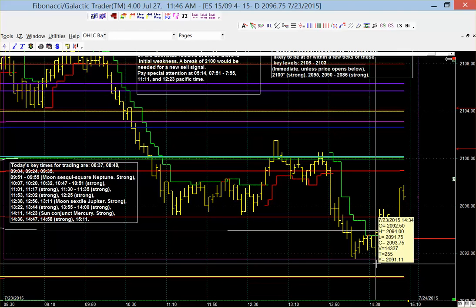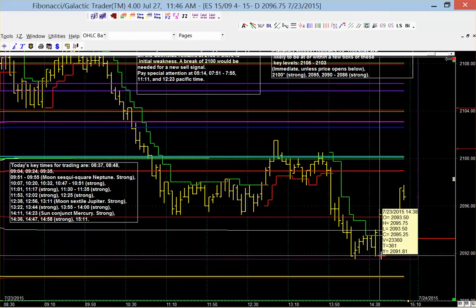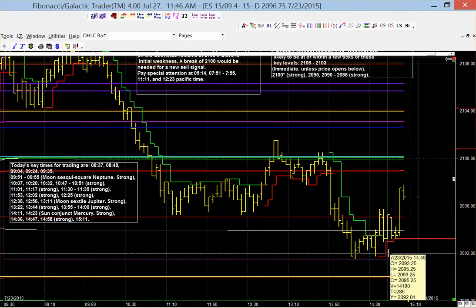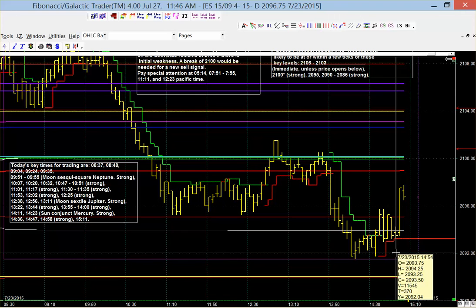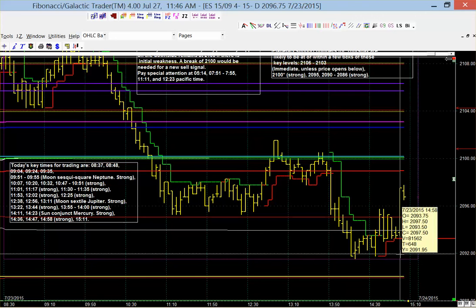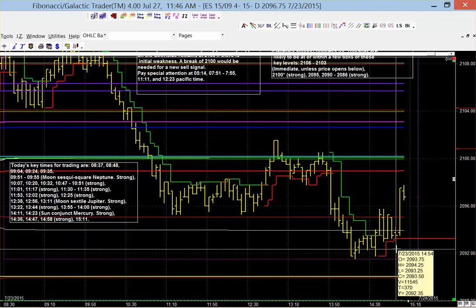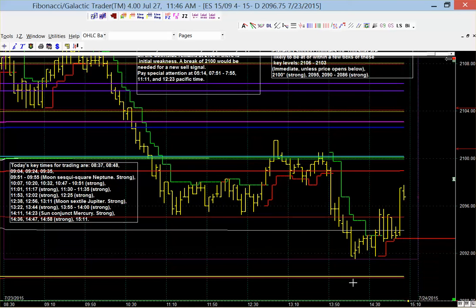We did get a move up at the 14:36, reversal up. A minor move at 14:47. Now, the next time is listed as strong at 14:58, and we got another good buy signal right on that bar, as you can see. It took out the high of the previous bar at 2094.25, and there's a reversal bar up.